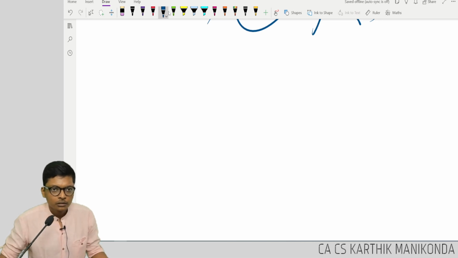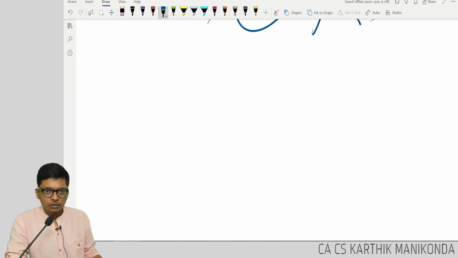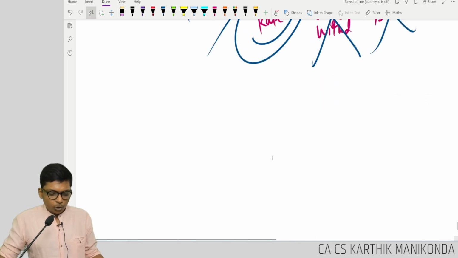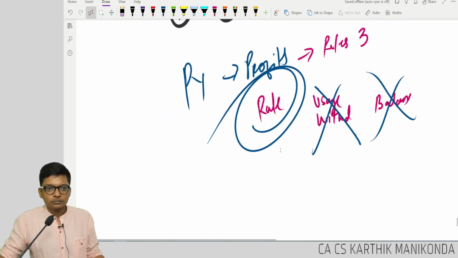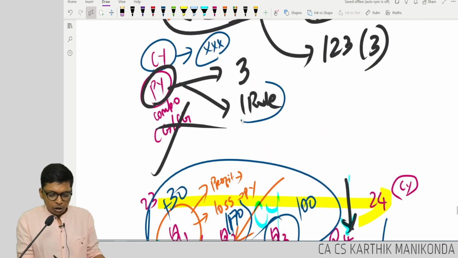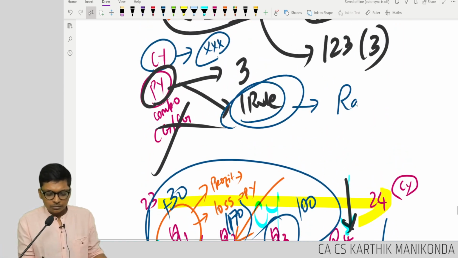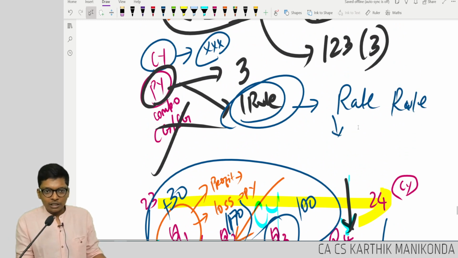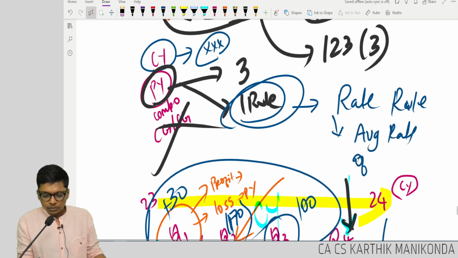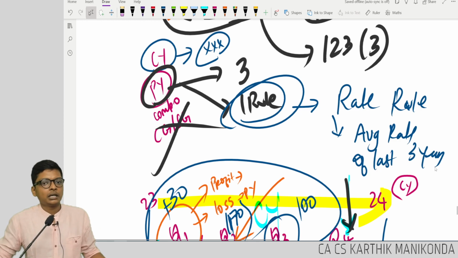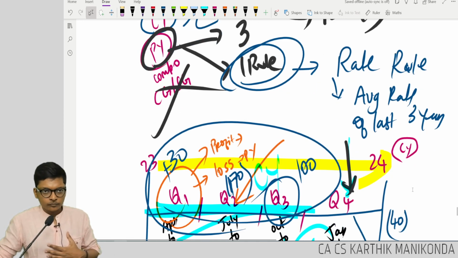Last financial year. Which one? Yeah, I told you, that is the rate rule. If this is the rule you are asking about, this is the average rate rule. That means if in the current year there is loss, dividend is declared at not more than the average rate of the last 3 years. Are you following, guys? Hello? Clear? All of you following?